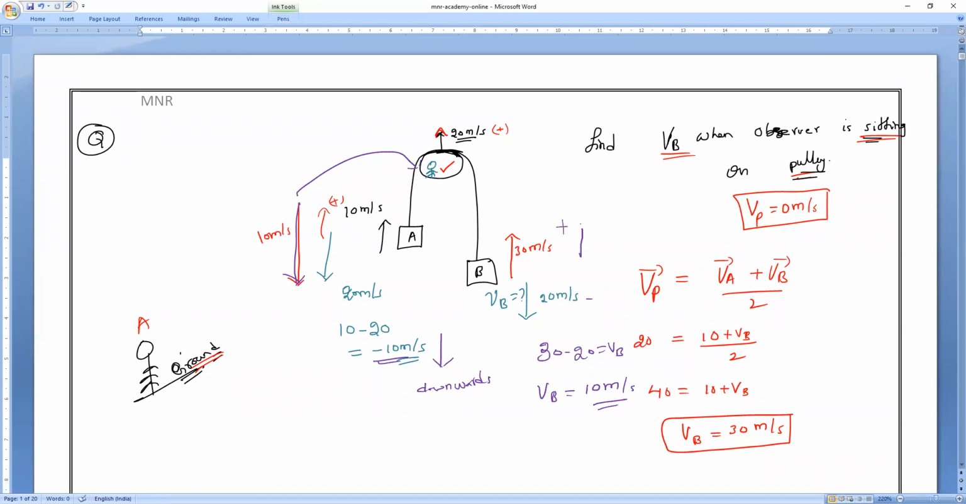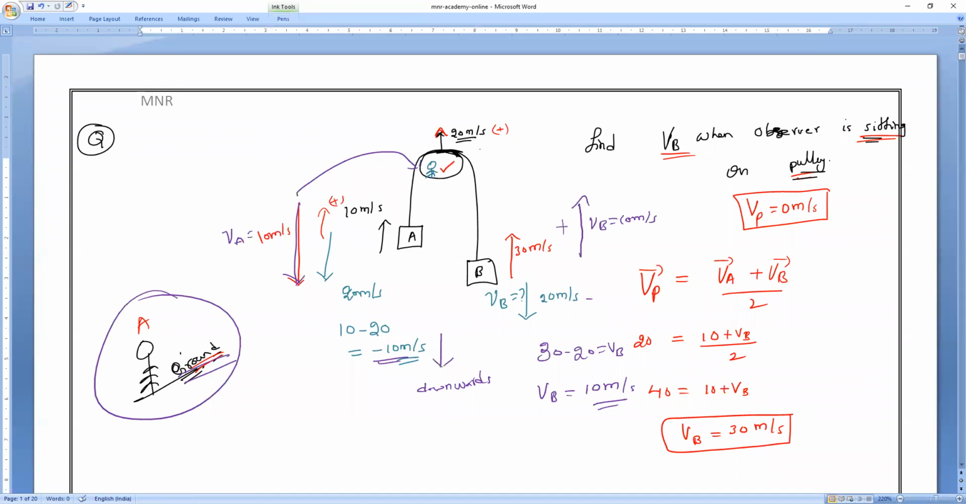So the B body is going in the upward direction or downward direction? Everybody? Upward direction. Understand, Rudreswa? How to find it? If the observer is on the ground, both A and B appear to be going upwards.